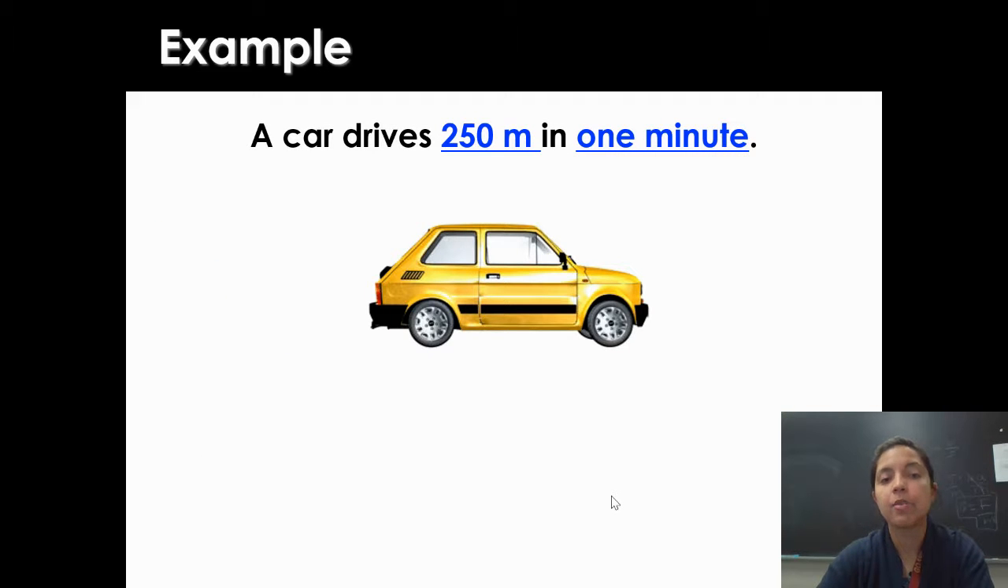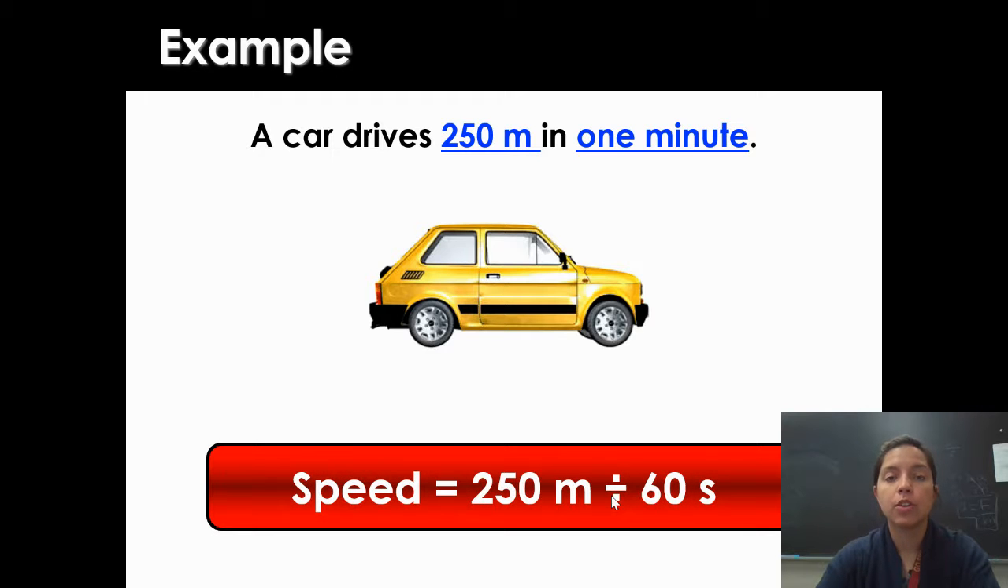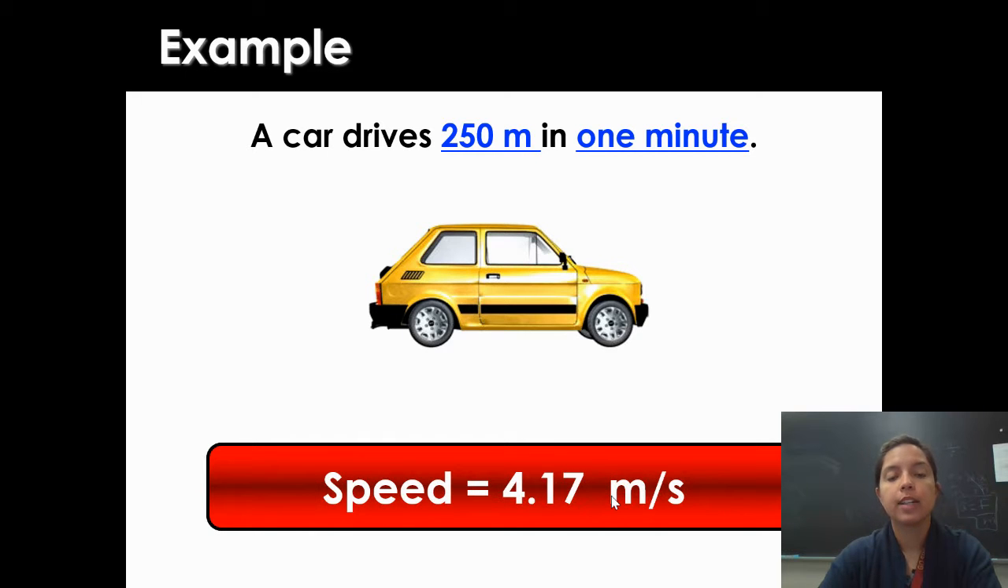Okay, next example, we have a car that drives 250 meters in 1 minute. So calculate the speed. You do distance divided by time. In this case, the distance is 250 meters and you divide it by 1 minute. And you know that in 1 minute you have 60 seconds. So you do 250 meters divided by 60 seconds, and you get a speed of 4.17 meters per second.